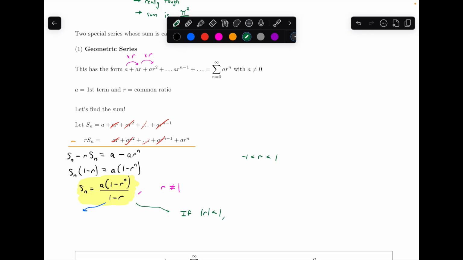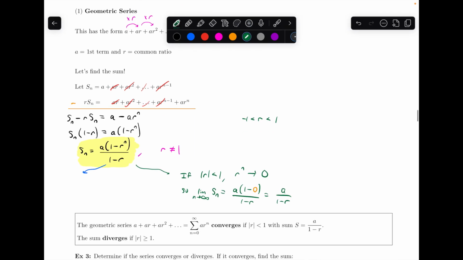If I have numbers like those and I raise them to this power and let that power go to infinity, that's going to get really, really small. It's going to get really close to 0. So if I take the limit as n approaches infinity of the nth partial sum, s sub n, I have that a times 1 minus r to the n, which gets close to 0, so I replace it with a 0. And on the bottom, I have my 1 minus r. So this just becomes a over 1 minus r.